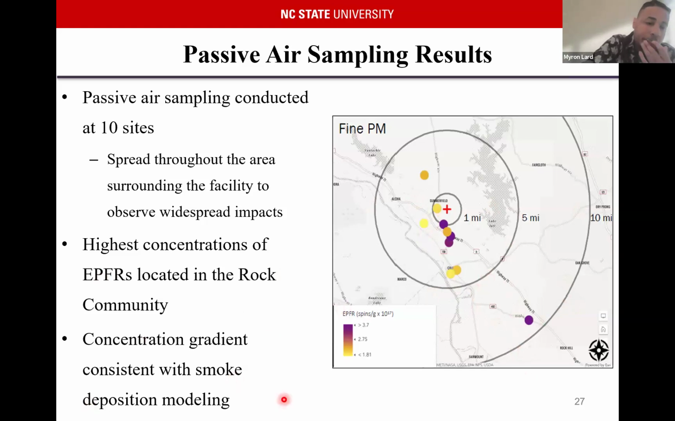Our concentration gradient is consistent with our smoke pollution model, and our highest concentration of EPFRs is actually here in the rock community. So the rock community is actually a very small community of majority older community members, and we can see that they are actually facing the most direct impact from the facility's practices.